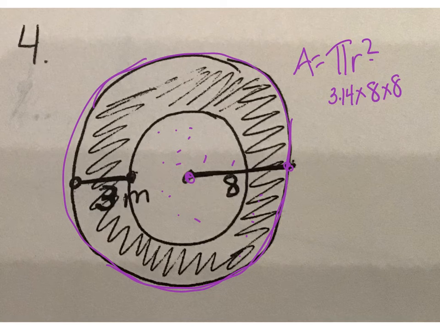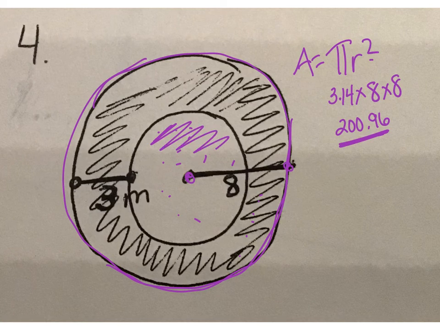And hopefully you got 200.96. Okay, that is the entire circle. We don't want the whole circle. We want just the outer ring. So basically, we want to get rid of this middle white space. This is the stuff we want to get rid of. So do you see that as a smaller circle right now? So we're going to find the area of the smaller circle.